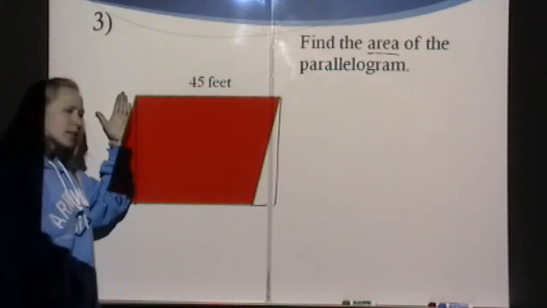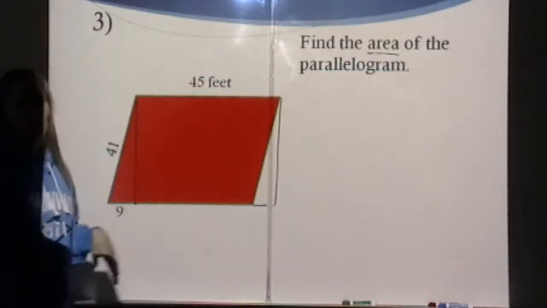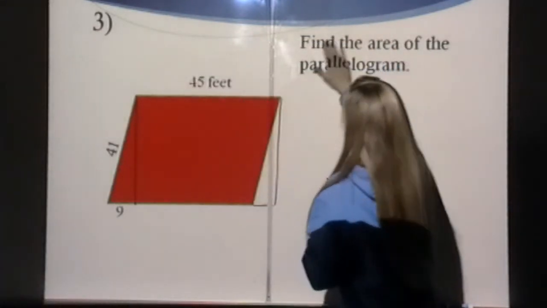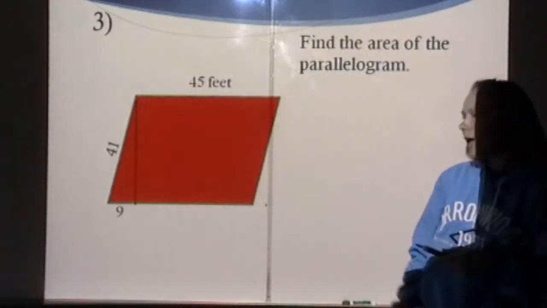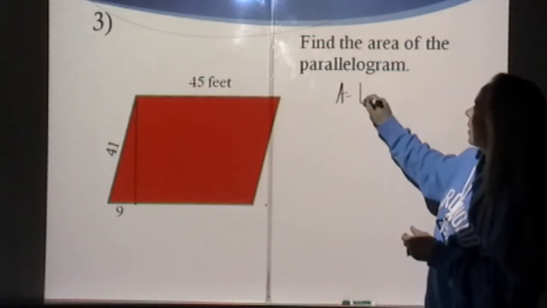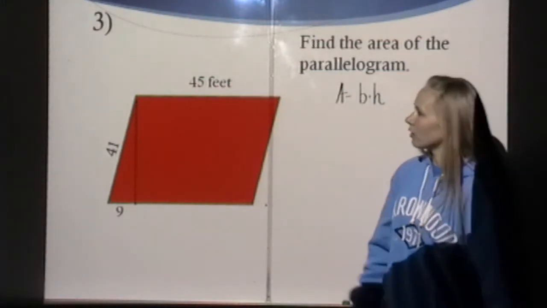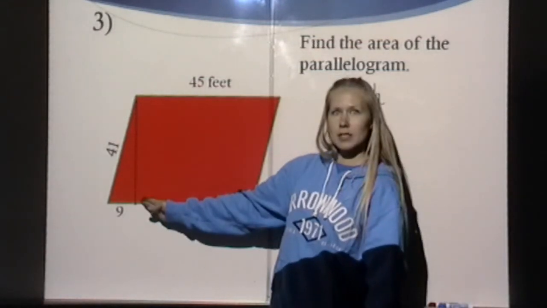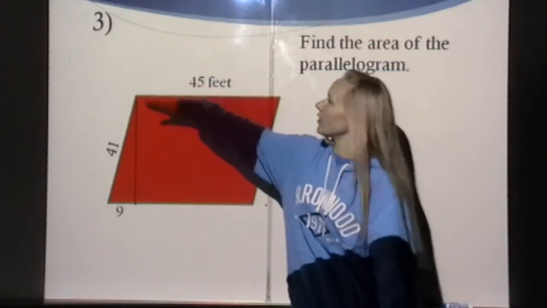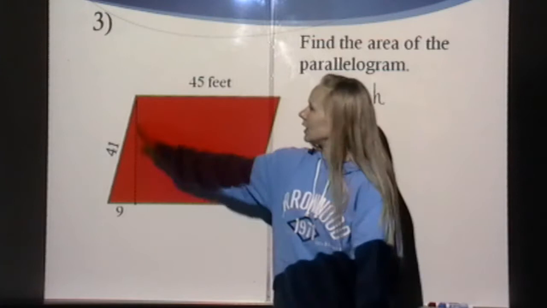Well, to find the area of a rectangle, I take the base times the height. To find the area of a parallelogram is the same thing. I want to take the base and multiply it by the height. So to find the area, base times height. Well, unfortunately here, I don't know what the height of this parallelogram is. I do know that the base is 45. If this length is 45, down here is also 45. But I need to know the height.